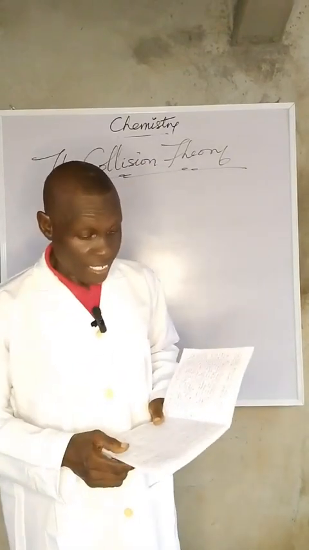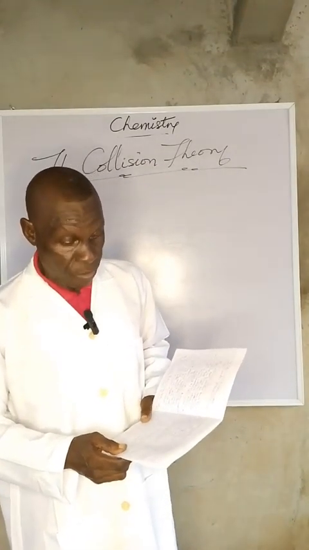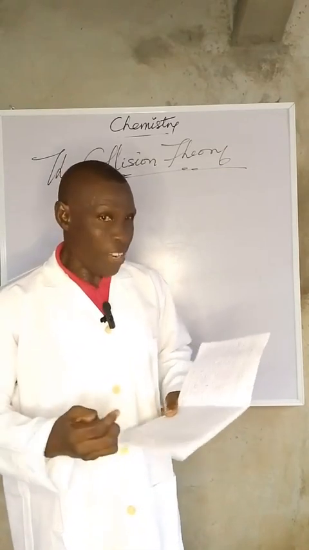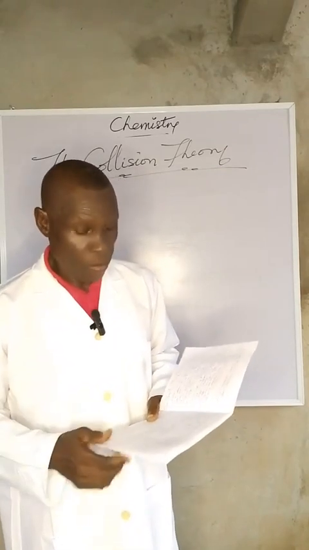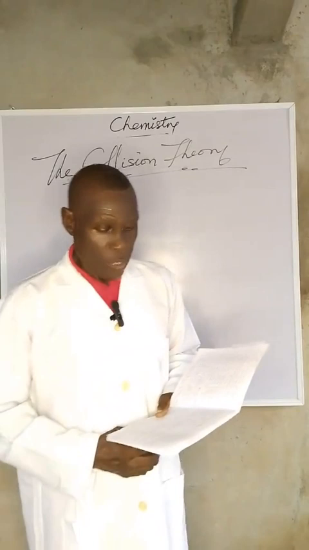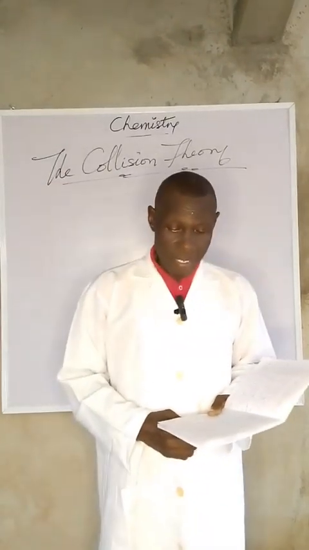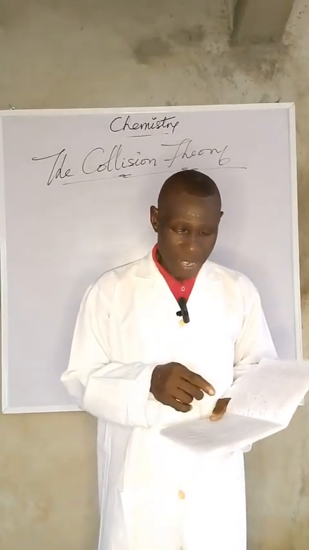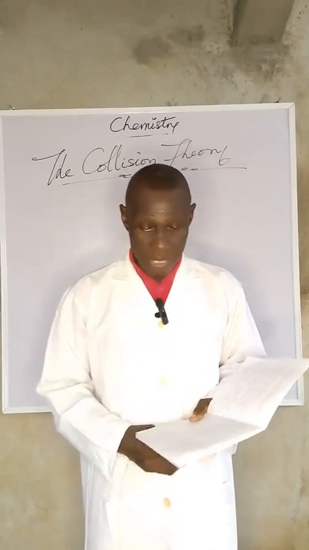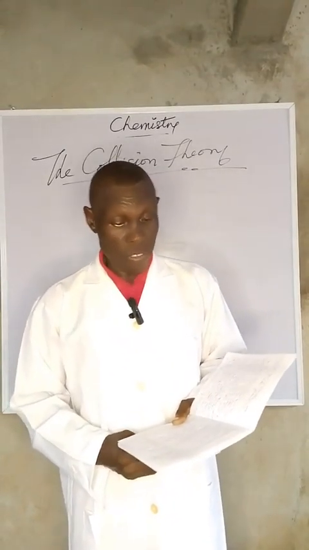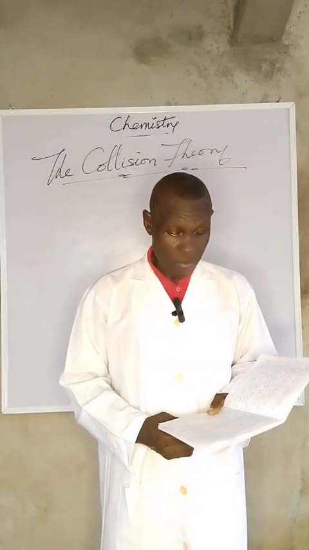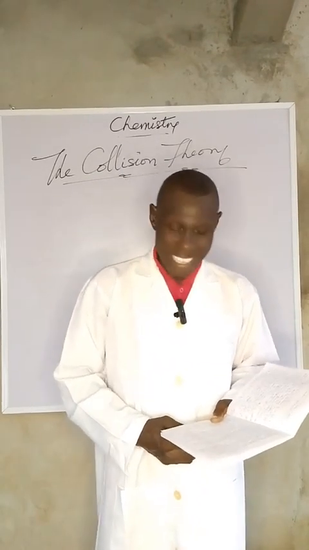When this activation energy is acquired by the reactant particles, they now form a complex molecule or a complex particle. And this complex particle is of a high energy content. So this high energy content particle is known as the activated complex. Because of its high energy content, this activated complex is unstable and it is readily decomposed. It can easily be broken down to give the products or the reactants of the reaction.